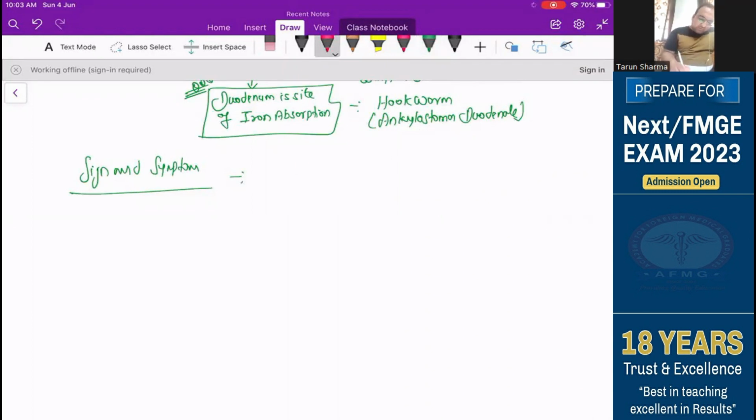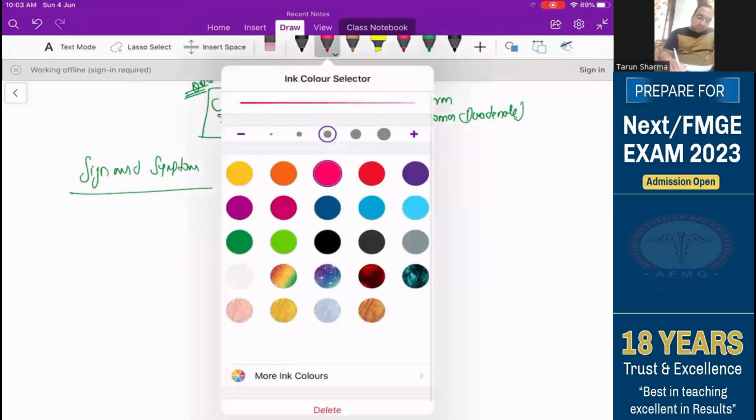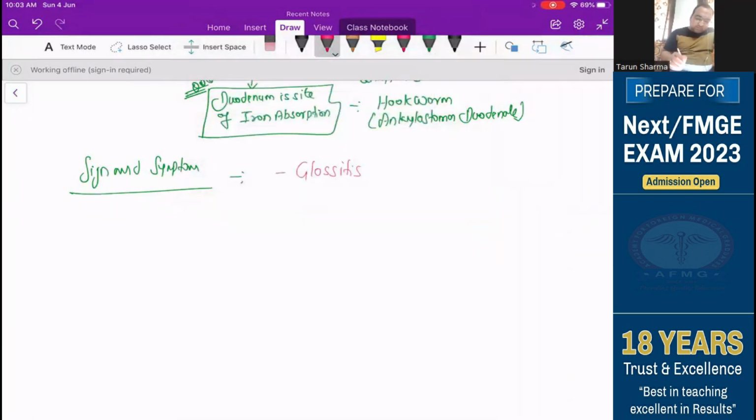So what are the important things about iron deficiency anemia as far as signs and symptoms are considered? There will be glossitis, which is again an important thing seen in iron deficiency anemia cases. Glossitis is the inflammation of the tongue. So the tongue is inflamed here, that is glossitis. Then there can be post-cricoid esophageal web formation. Esophageal web means there will be fibrosis in the esophagus.